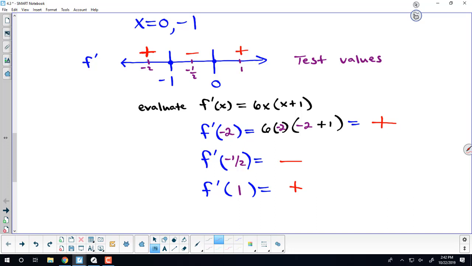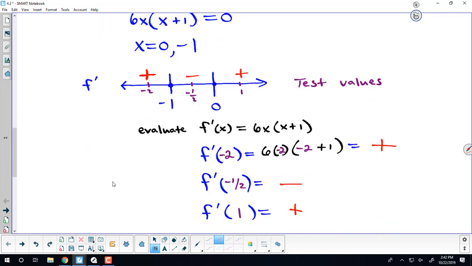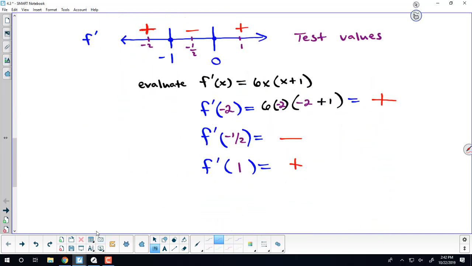So really all we're after is this sign chart here for f prime. Just look at it visually to see that whatever numerical result we got actually fits in with our first derivative, 6x squared plus 6x.